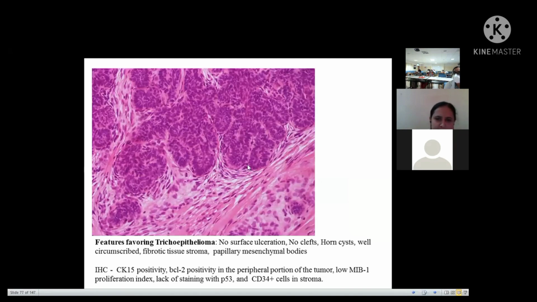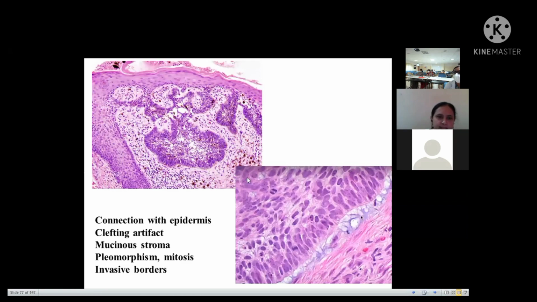Trichoepitheliomas and trichoblastomas are benign tumors, so they don't undergo any surface ulceration. There are no clefts here, and we can see these islands are surrounded by spindle-shaped stroma, which mimics hair follicles. So that's the classical fibrotic stroma of these tumors. Now this is a basaloid tumor. It is connected with the epidermis, and also we can see there is clefting, there is mucinous change, and there is a lot of mitosis and atypia. So very clear cut, we can say this is a basal cell carcinoma.